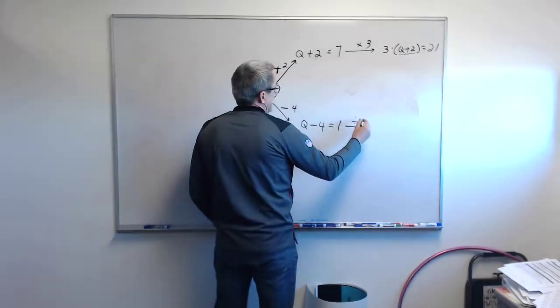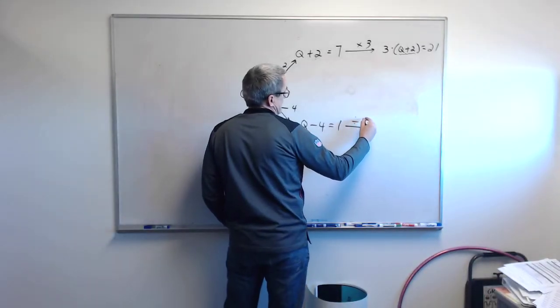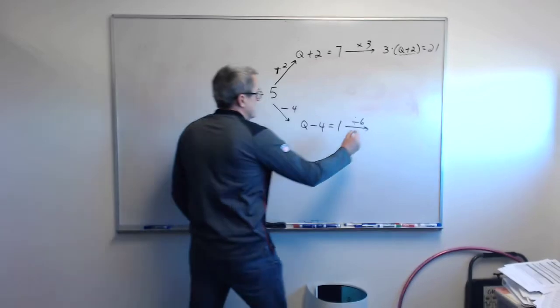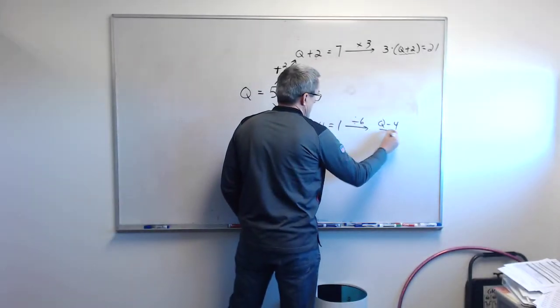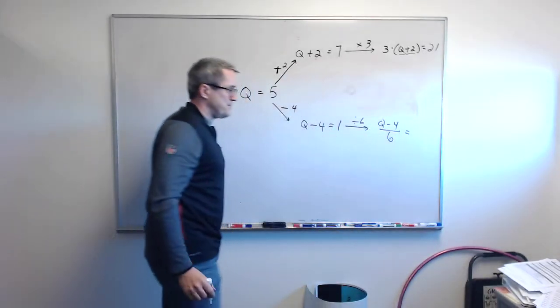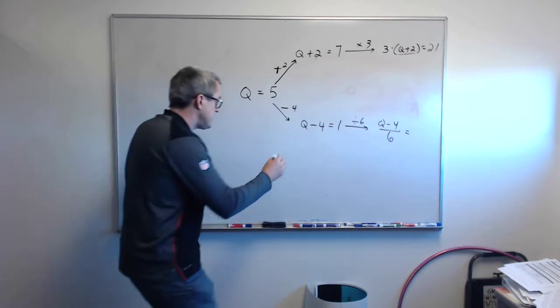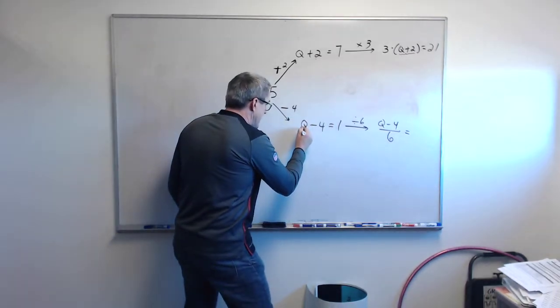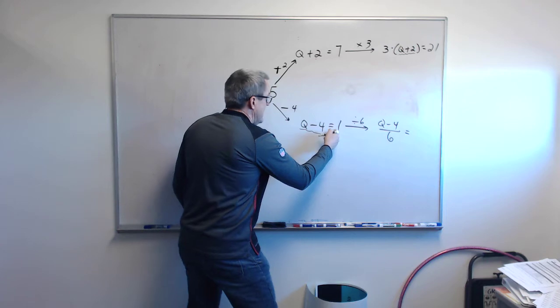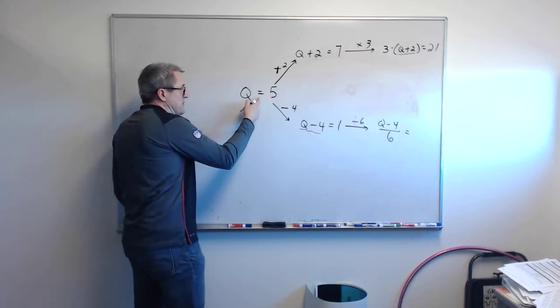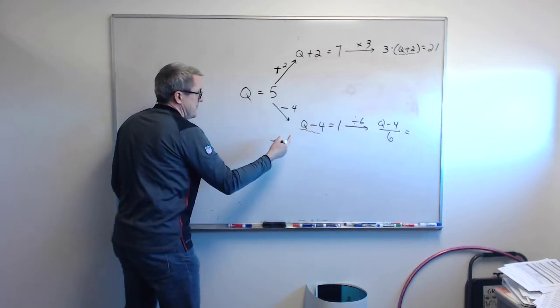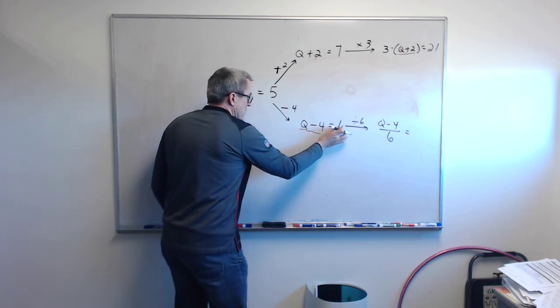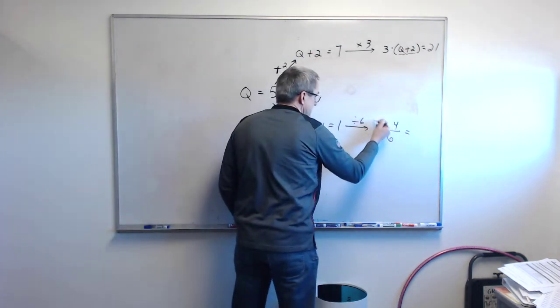Let's divide by 6. So q minus 4 divided by 6 would equal, well, let's figure this out. We've already claimed here that q minus 4 is 1. And the reason q minus 4 is 1 was because q equals 5, and 5 minus 4 is 1. Well, now, if q minus 4 equals 1, then this is 1.